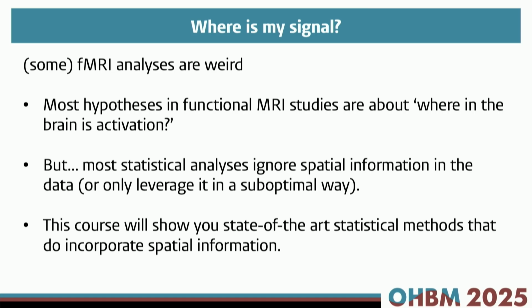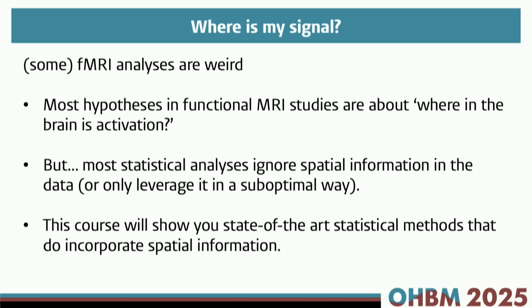So the point of this session is basically that fMRI analyses are kind of weird in a way. Most hypotheses in functional MRI are about where in the brain is activation, right? But most of the statistical analyses ignore the spatial information in the data or only leverage it post hoc, right? We don't explicitly often make models that use the spatial information that is present in fMRI signals. And in this course, we will give you some state-of-the-art statistical methods that do incorporate spatial information.